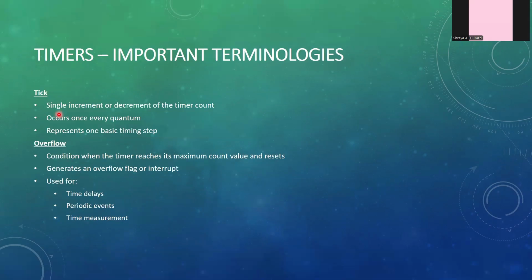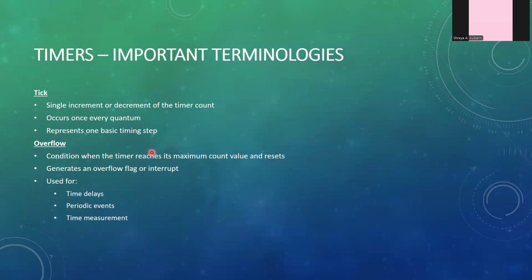Then we have tick. A single increment or decrement of the timer count is called a tick. In one tick, how much time is taken is called the quantum. It occurs once every quantum and represents one basic timing step. Okay, so next is overflow. It is the condition when the timer reaches its maximum count value and resets.